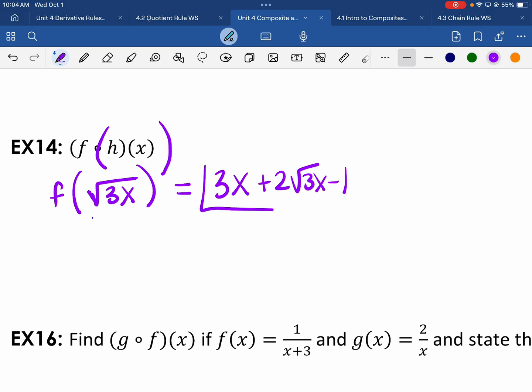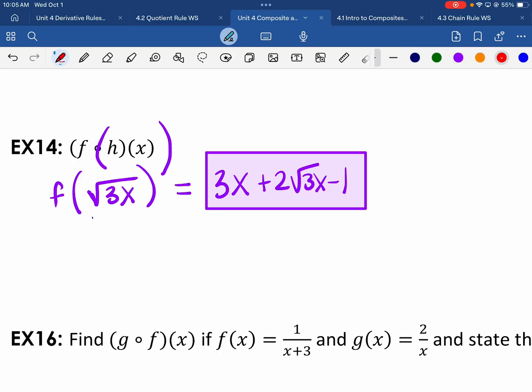All right, next one. So once again, same thing from yesterday. We took the inside, we replaced it with the square root of 3x, we put it into f and we simplified, and we got this fella right here. Do you have any fractions or square roots? We've got square roots. For the square roots, I only care about the inside. So I do not care about anything on the outside. I don't care about the 3x, the 2, or the minus 1. All I care about is the 3x greater than or equal to 0. Yep, so greater than or equal to 0.